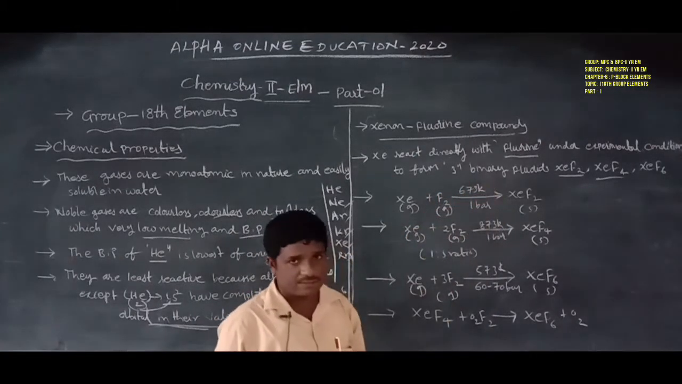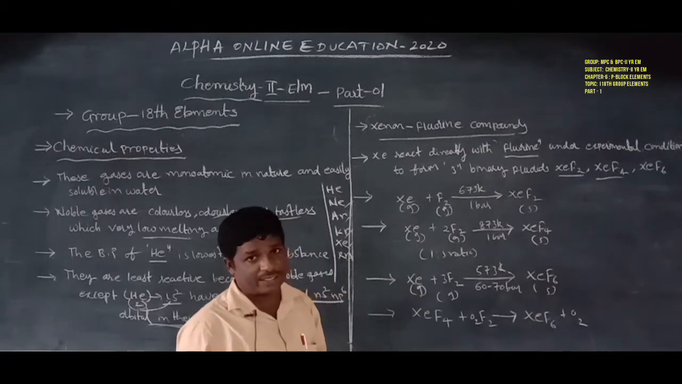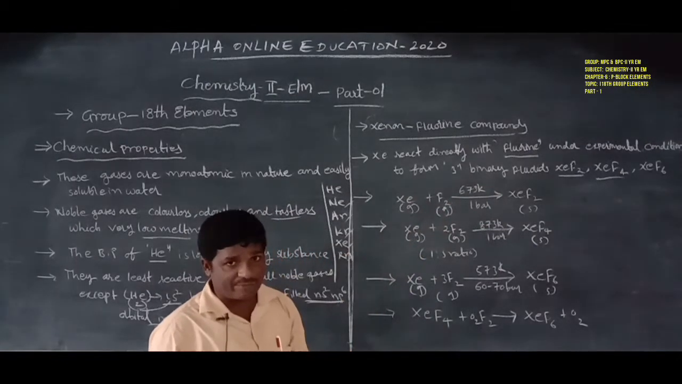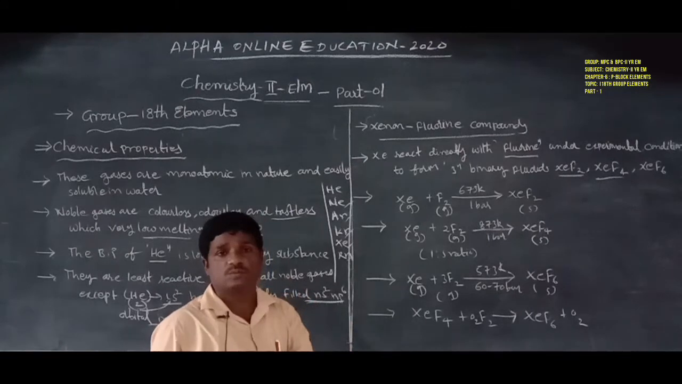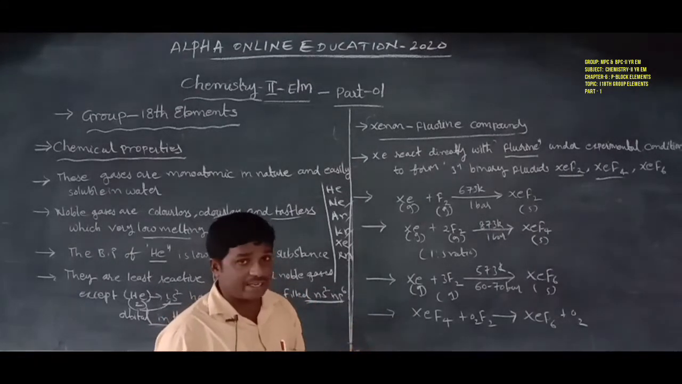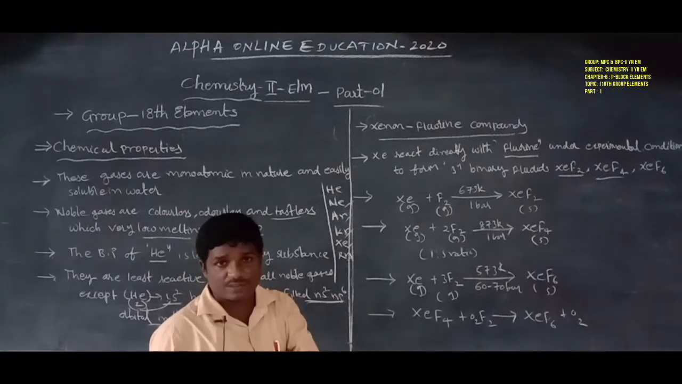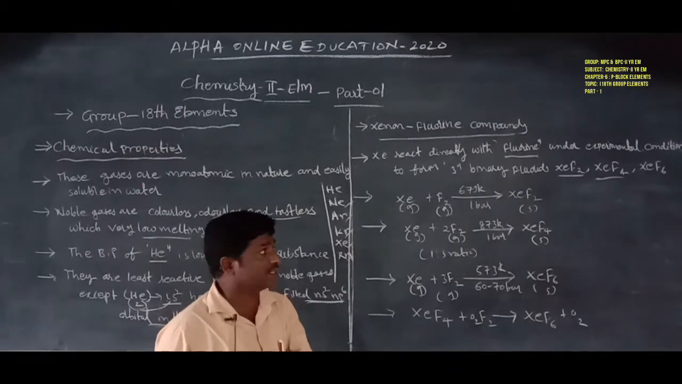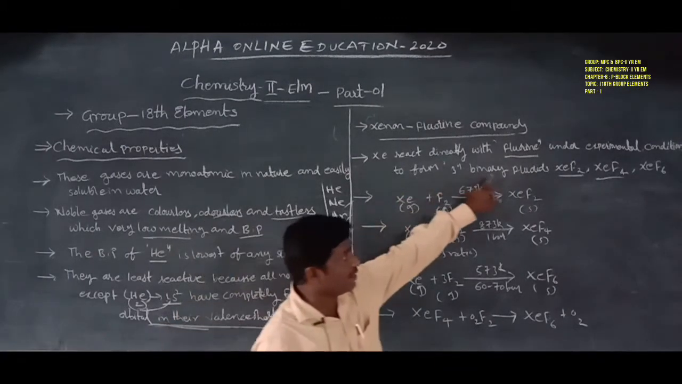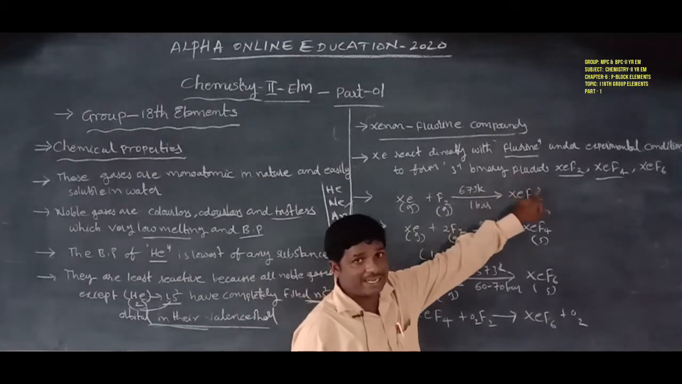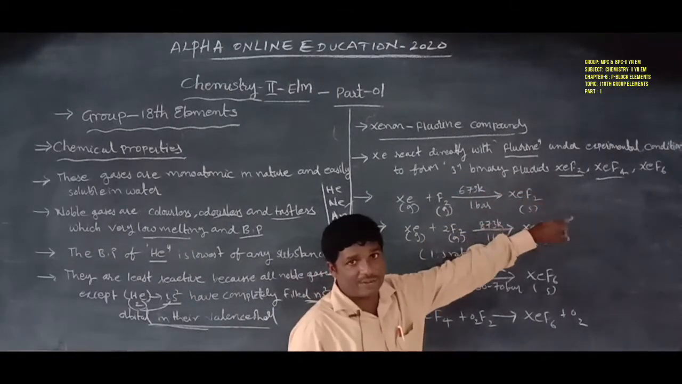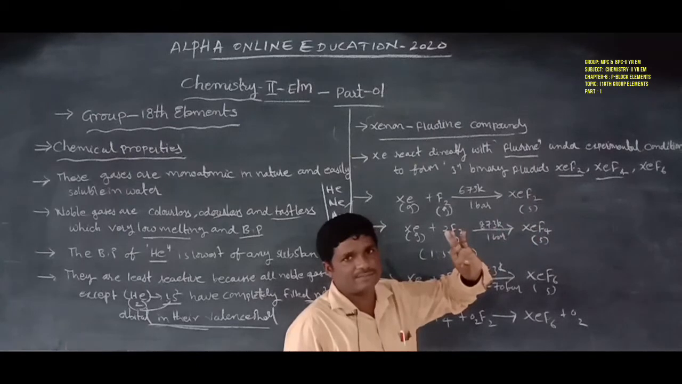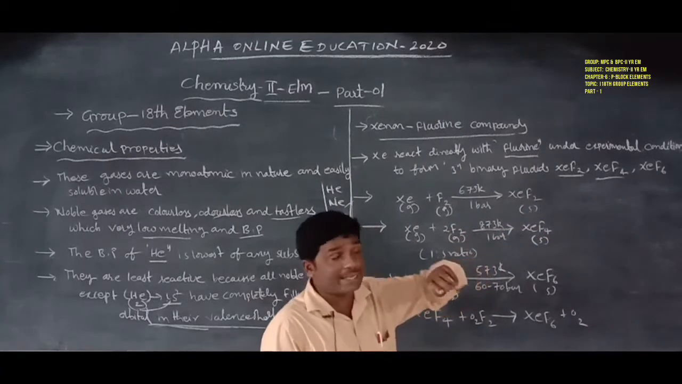binary fluorides. The 3 binary fluorides are xenon difluoride, di meaning 2; xenon tetrafluoride, tetra meaning 4; and next, the third one, xenon hexafluoride, hexa meaning 6. Those are the 3 binary compounds: xenon difluoride, xenon tetrafluoride and xenon hexafluoride.